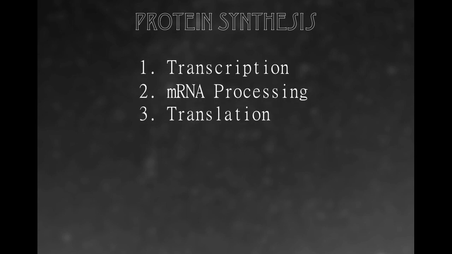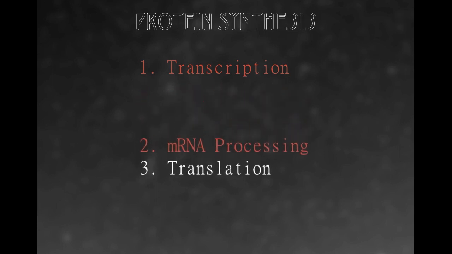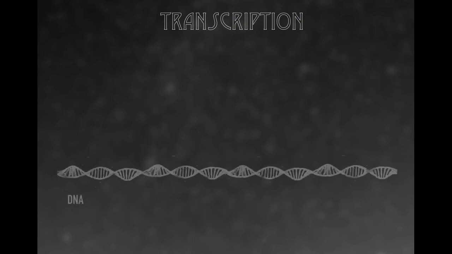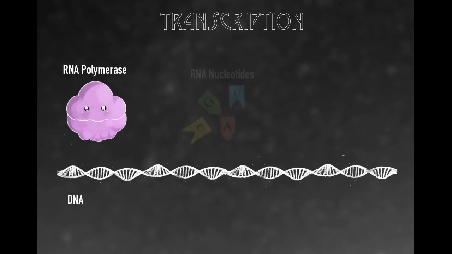Protein synthesis happens in three main steps: transcription, mRNA processing, and translation. But we're just going to focus on transcription and mRNA processing. Transcription has three main processes: initiation, elongation, and termination. Transcription needs three things: DNA, RNA polymerase, and RNA nucleotides.